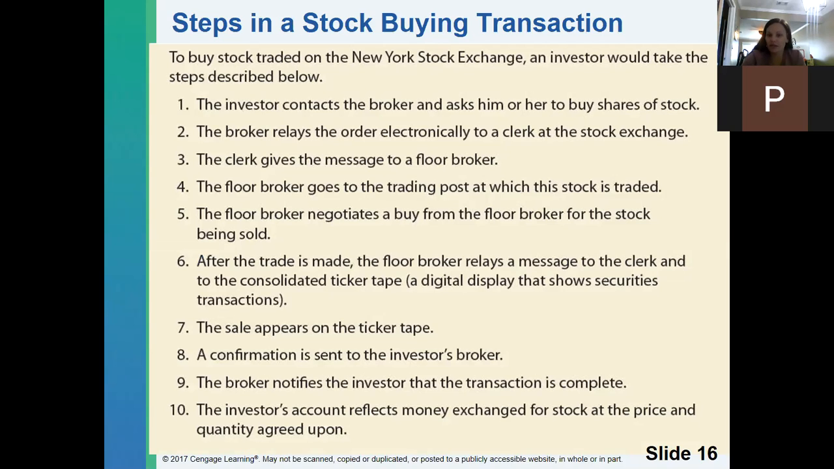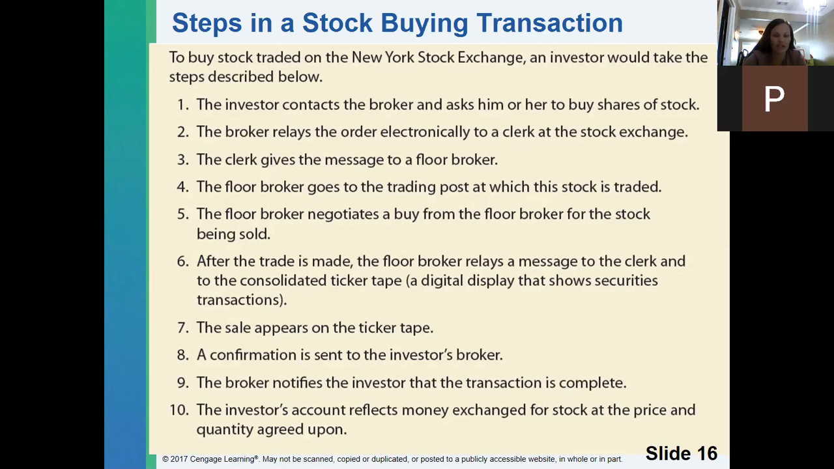The clerk gives the message to a floor broker. The floor broker goes to the trading post at which the stock is traded. There are different posts for the different stocks. The floor broker negotiates a buy from the floor broker for the stock being sold. After the trade is made, the floor broker relays a message to the clerk and to the consolidated ticker tape. The sale appears, the confirmation is sent, and the broker notifies you, the investor. And if you look at your account, it shows up there.